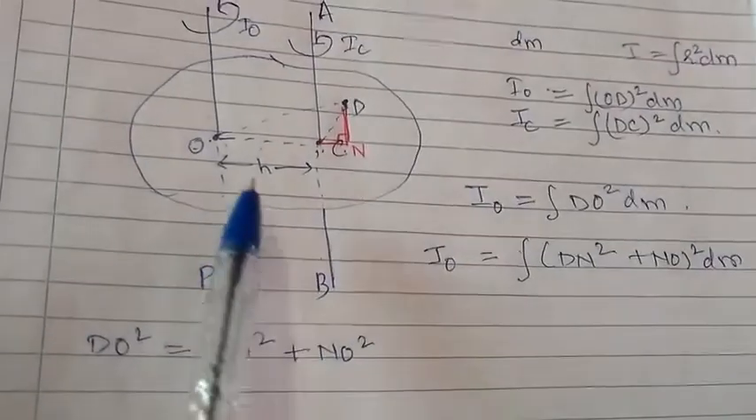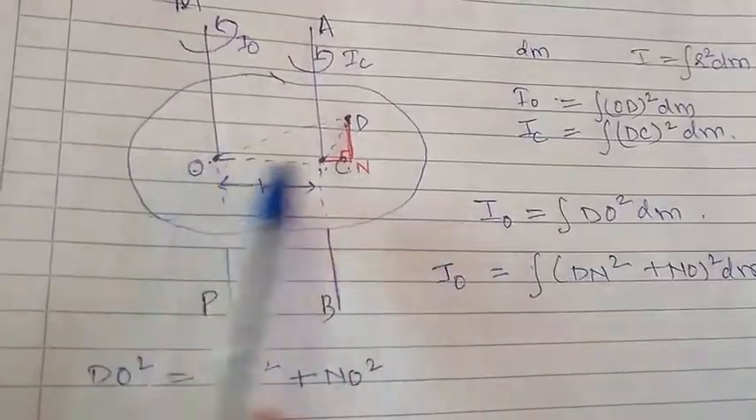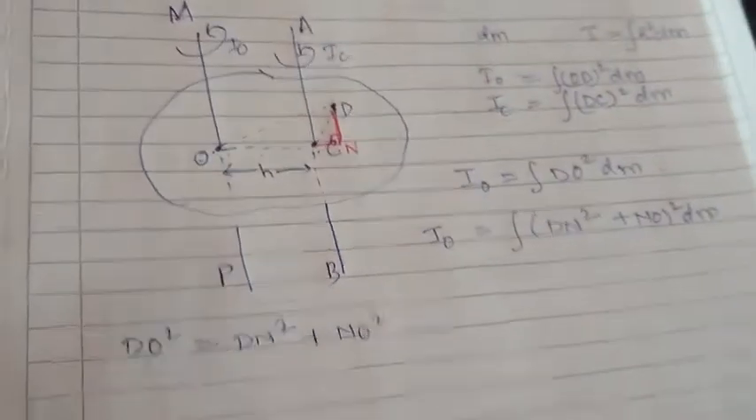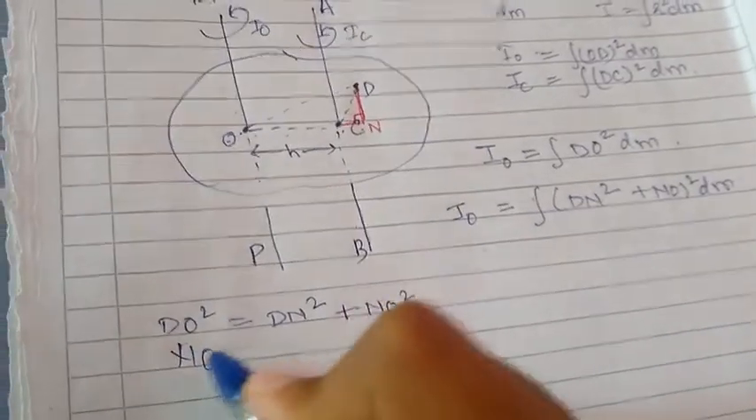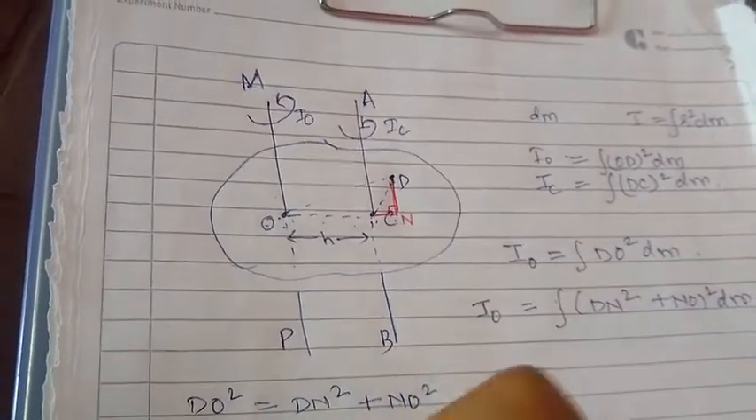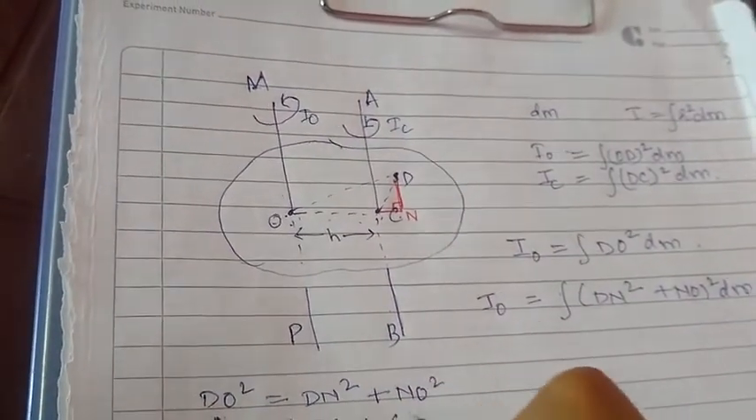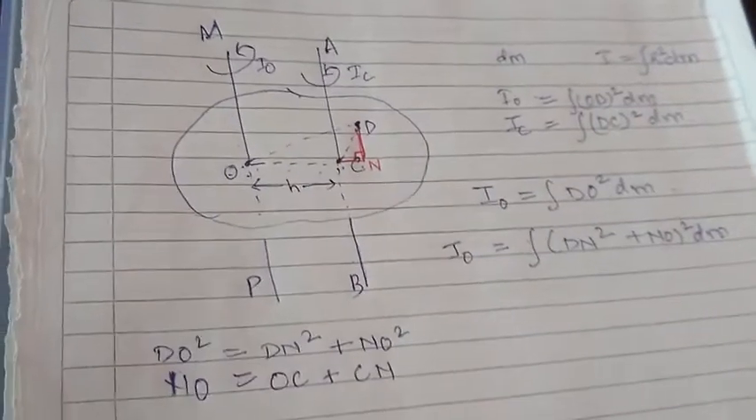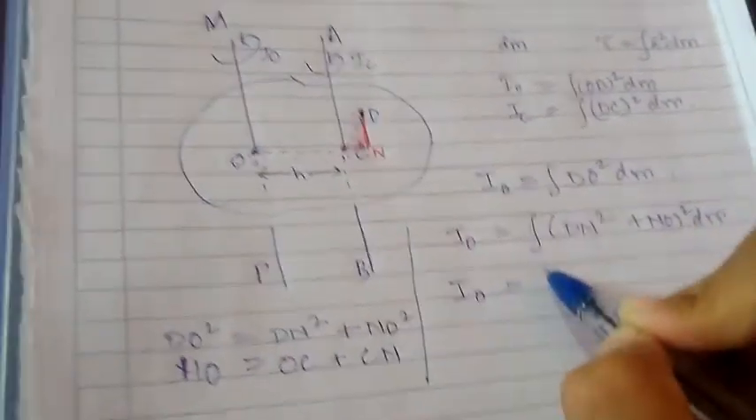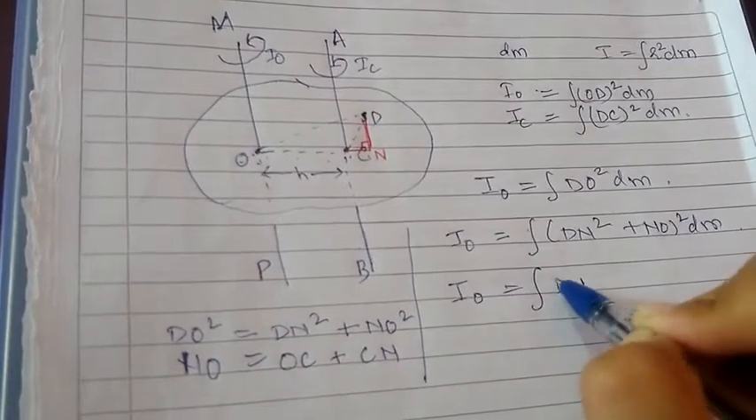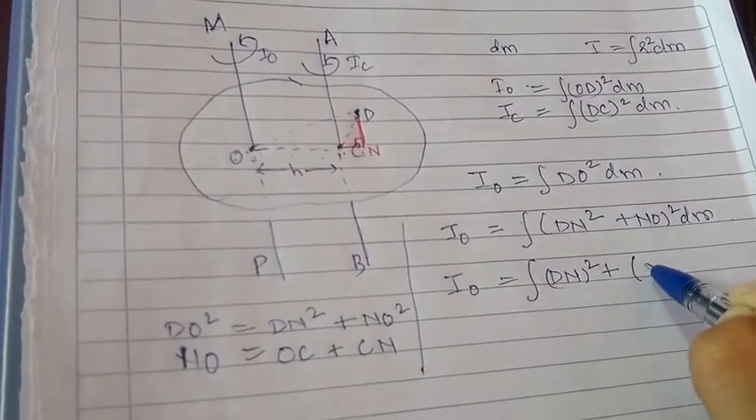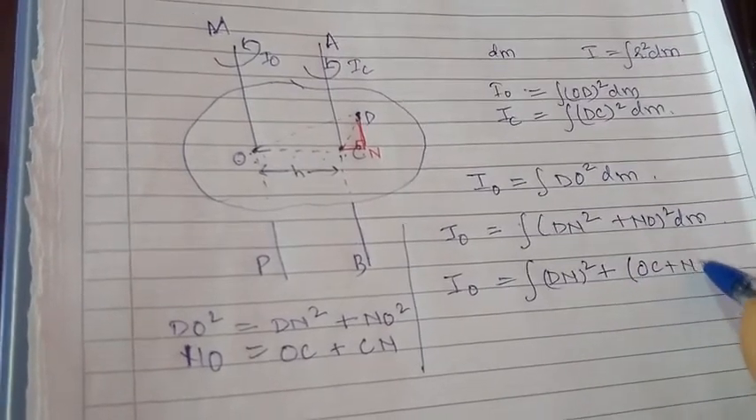Now from the figure you can see that ON can be written as the sum of these two parts. So you can write ON is equal to OC plus CN, or NC, same thing. So you can substitute those values here. So I naught is equal to integral of DN square plus OC plus NC whole square.